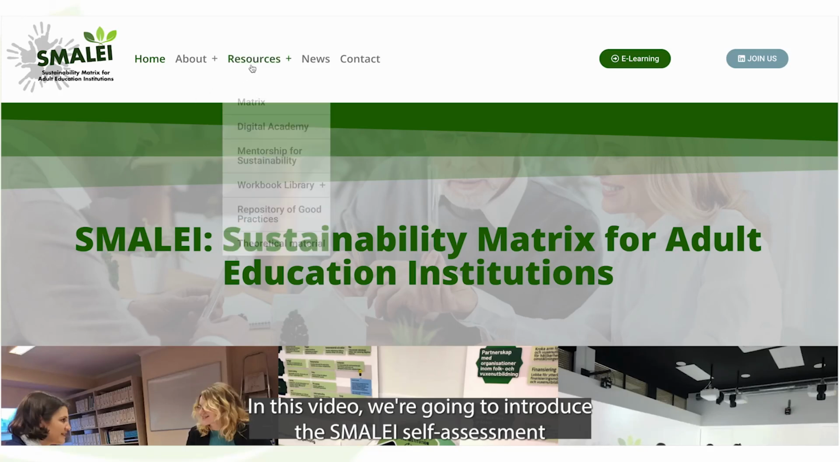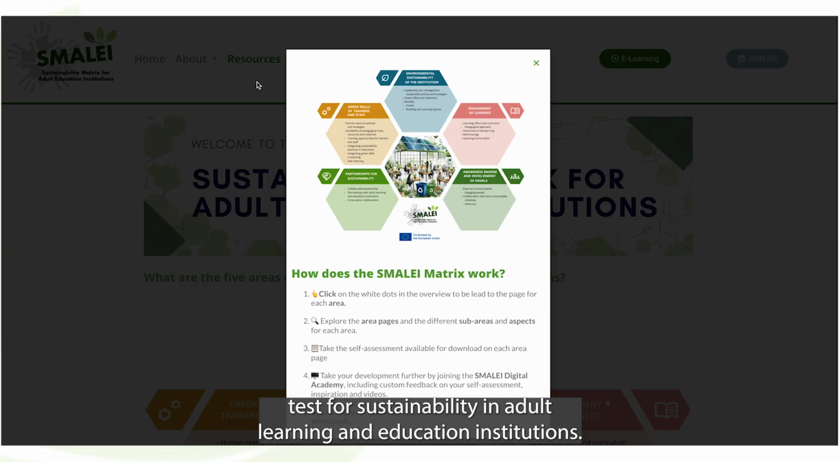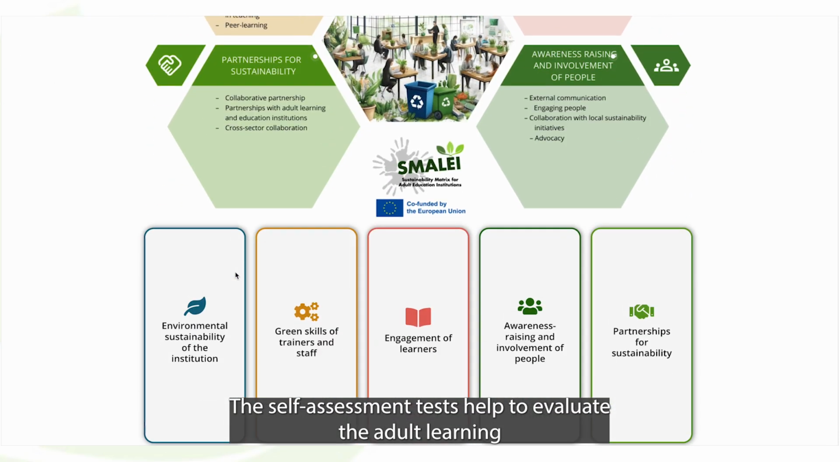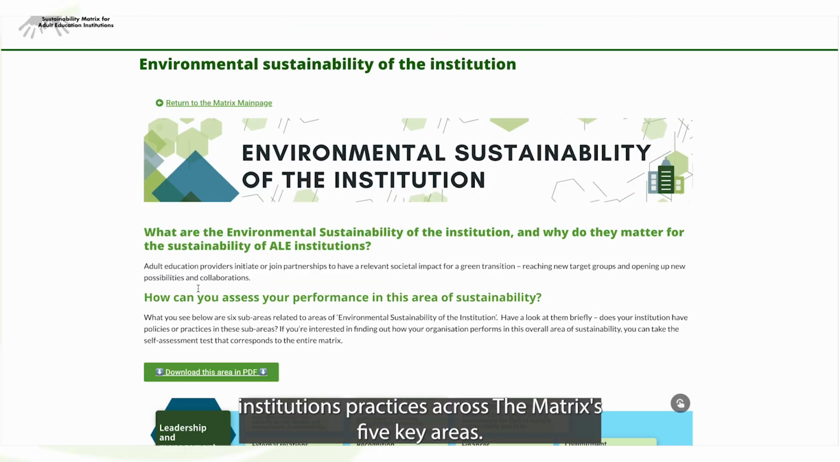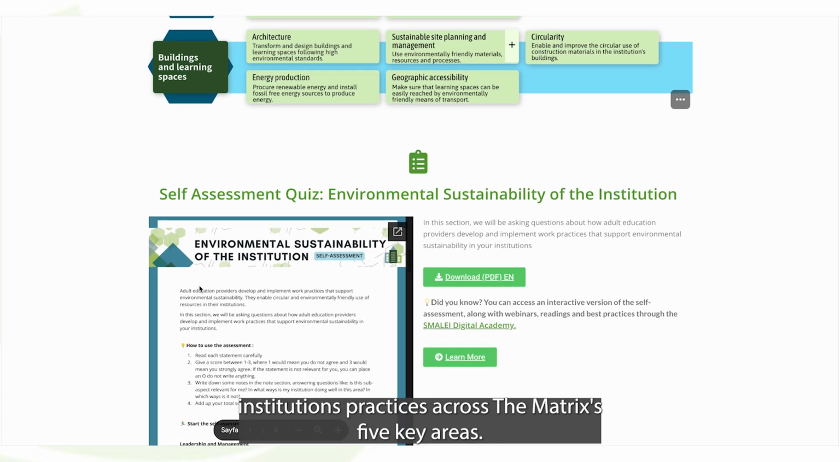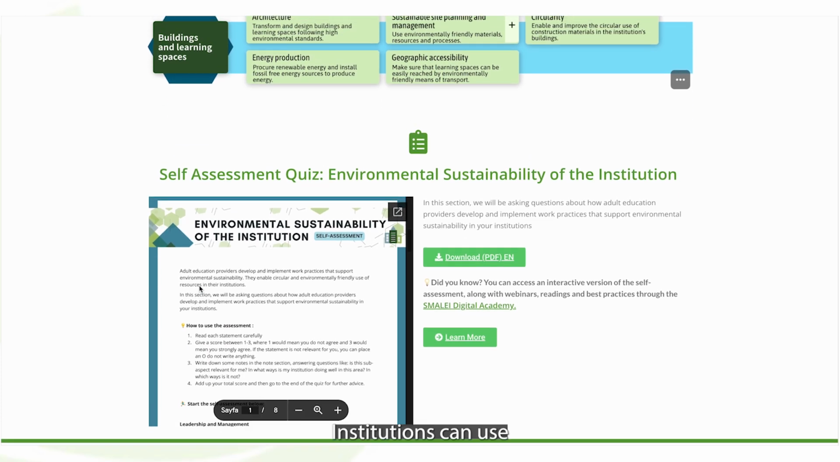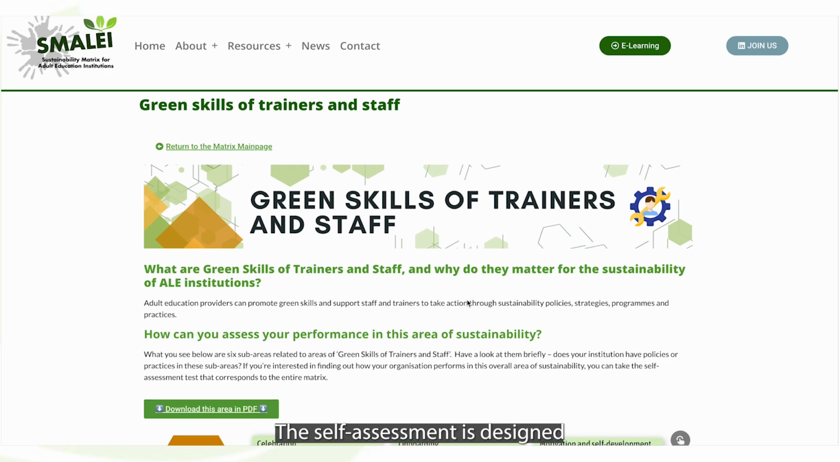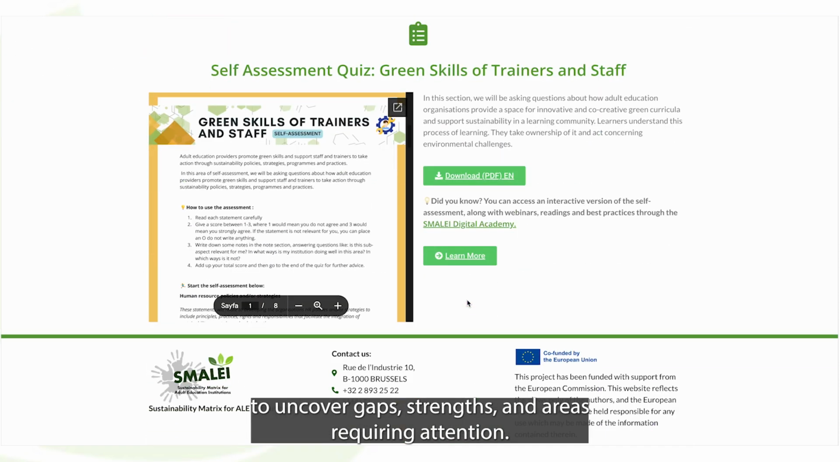In this video, we're going to introduce the SMALEI self-assessment test for sustainability in adult learning and education institutions. The self-assessment tests help to evaluate the adult learning institution's practices across the matrix's 5 key areas. Institutions can use the SMALEI website's interactive tools or printable versions for this purpose. The self-assessment is designed to uncover gaps, strengths, and areas requiring attention.